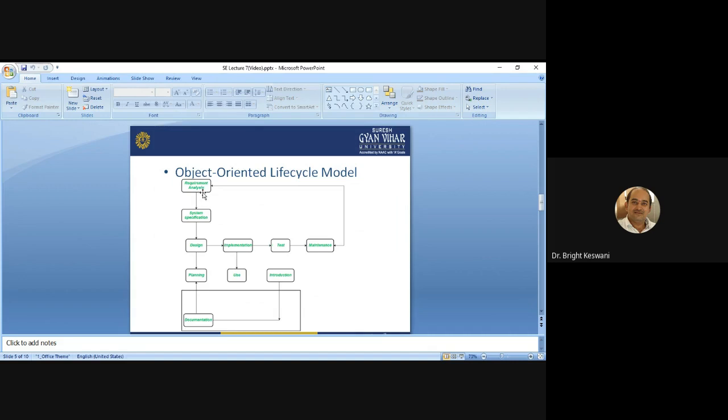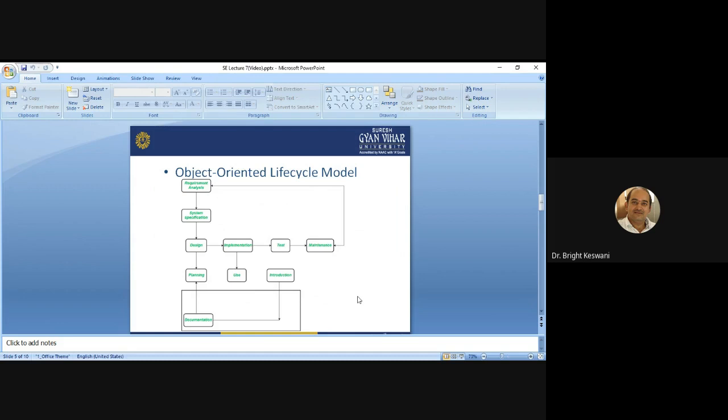It starts with the requirement analysis, then system specification, then designing, then planning, then implementation, testing, and maintenance. This is one phase, and this is the other phase. After the planning, documentation is produced. So there are mainly three parts.